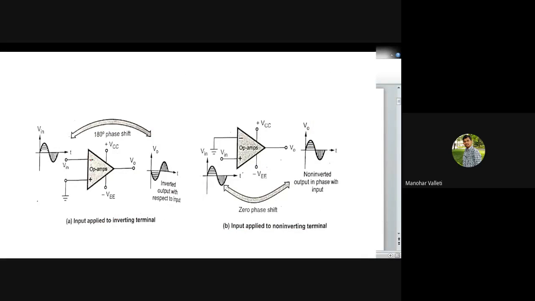So why are you calling this inverting input? Because if you apply input here and compare the input and output, there is a 180 degree phase shift. That's why this input is inverting input. The same way, if you apply input at the plus terminal and compare input and output, there won't be any phase shift. That's why this pin is non-inverting input.